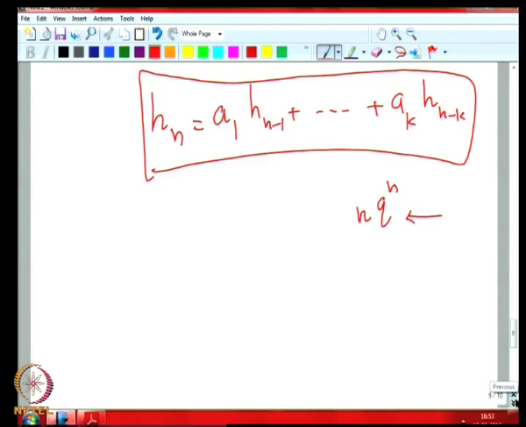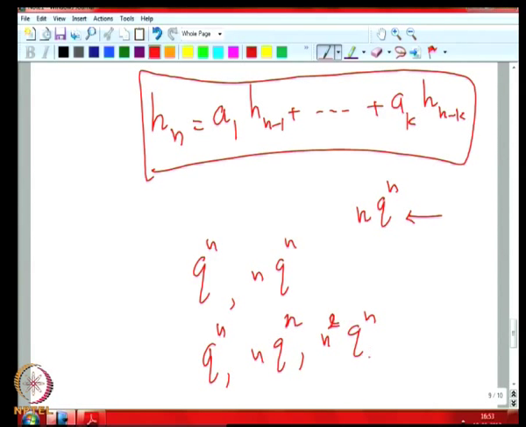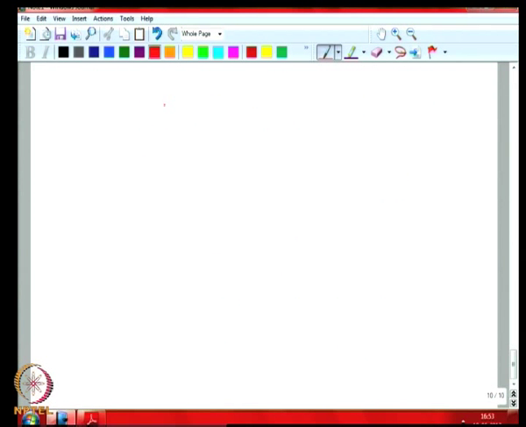And now not only n, because it depends on how many times your solution repeats. If it repeats 2 times, we just take q to the power n is a solution, and n times q to the power n is a solution. If it repeats 3 times, then q to the power n, n times q to the power n, and n square times q to the power n are solutions. You can check it. So, if it is in general s times, then q to the power n, n times q to the power n, and n square times q to the power n, all the way up to n to the power s minus 1 into q to the power n.